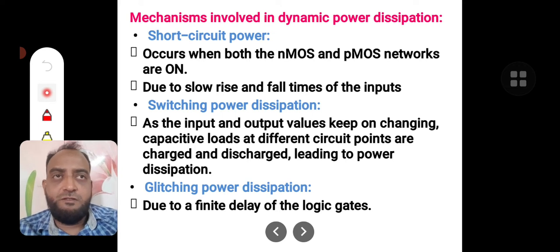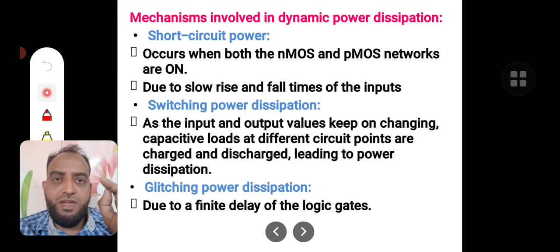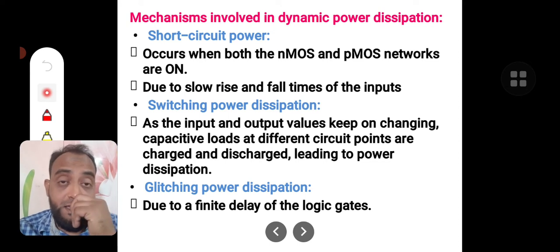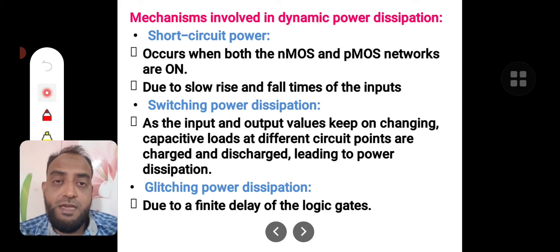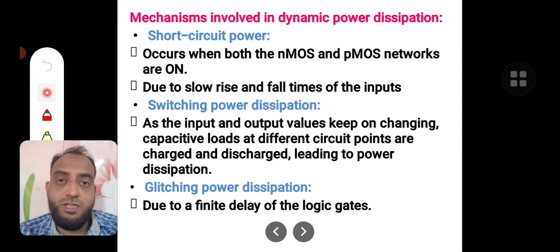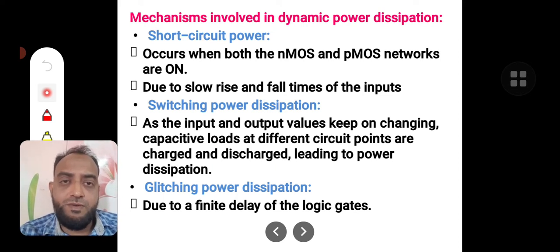The main reason for this short circuit power dissipation is slow rise and fall times of inputs. If the input is slowly rising, for a very short period of time, when Vin is 0.5 VDD, which is equal to VINV, both the devices will be in saturation, and then direct current flows from supply to ground. That is short circuit power dissipation.